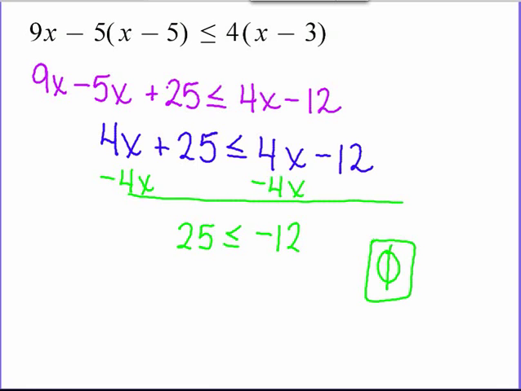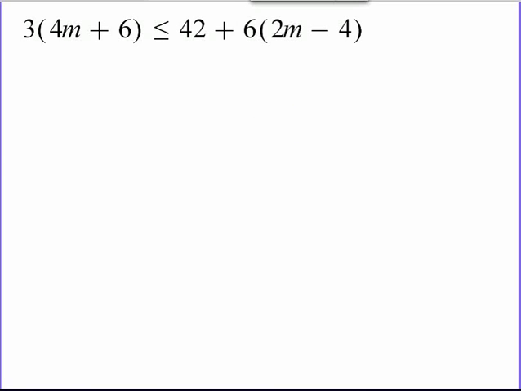Now, if that had been a true inequality, what would the answer have been? Yeah, exactly. If you didn't catch that, what Kelly said, she said all real numbers. So if this is false, it's no solution. If it's true, it'll be all real numbers. So let's work at this one.